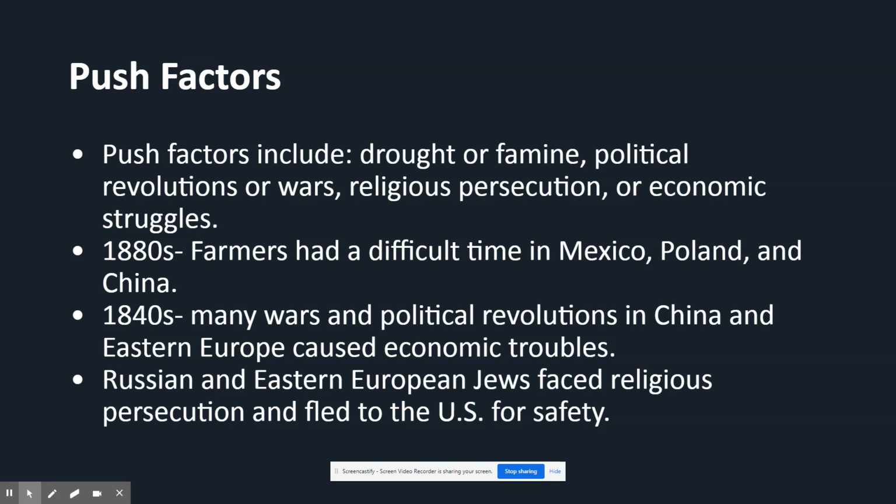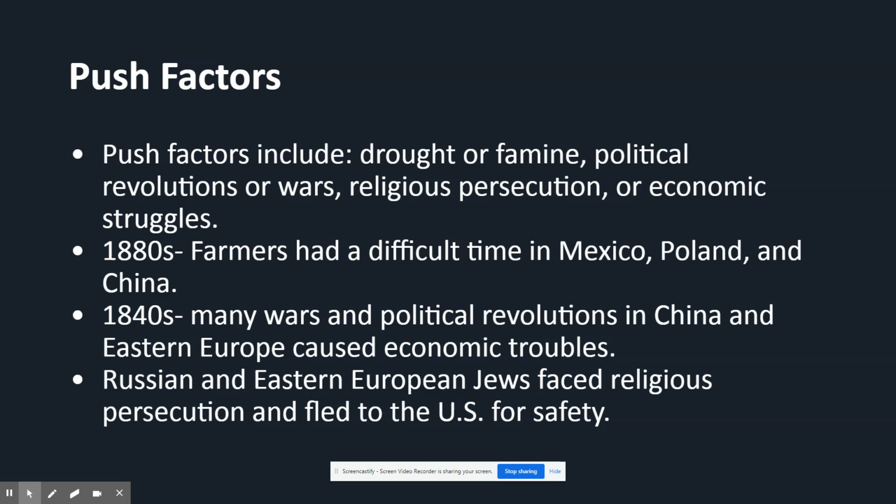In the 1880s, farmers had a very difficult time because of famine in Mexico, Poland, and China. So they're going to be pushed from their countries to find new land in another country, and they would settle upon the United States. In the 1840s, many wars and political revolutions, especially in China and Eastern Europe, caused economic struggles for citizens. So they are going to try to escape that and come to the United States for a better life, the American dream.